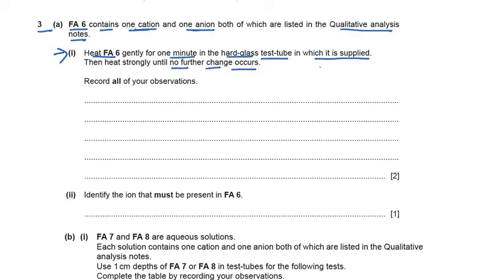Here we need to understand that first gentle heating is needed in a hard glass test tube or the boiling tube in which it is provided, and then later there is strong heating. We need to write the observations of both the gentle heating and the strong heating. We can see that it carries 2 marks, so record all your observations. Now, if a test is given in 2 stages, here in the first question itself the 2 tests are given, that is gentle heating and strong heating.